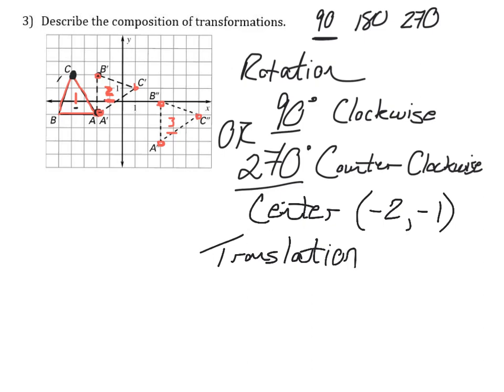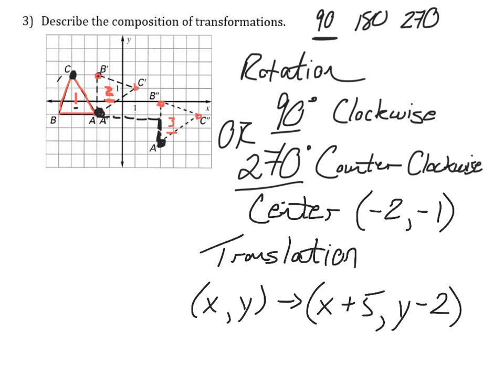So the next thing I need to come up with is what's the rule? Yeah, I translated, but how did my figure move? Did it move to the left or right? Did it move up or down? So if we focus on point A prime to point A double prime, it looks like we went 1, 2, 3, 4, 5 units to the right. So that's going to be x plus 5. And it looks like we went 2 units down. So that's going to be y minus 2. And there's my rule. So I know it was a rotation followed by a translation.